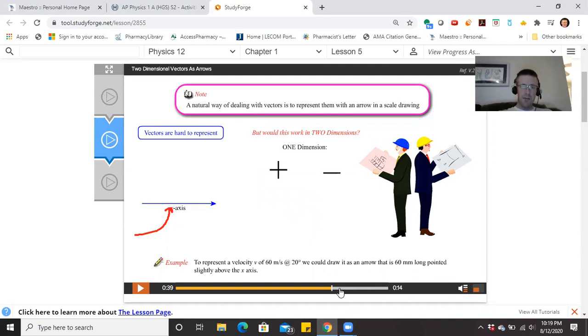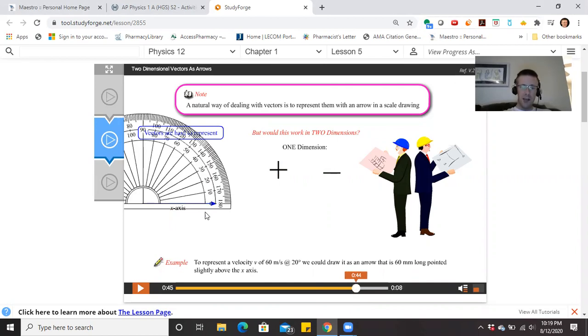So once you draw an x-axis, the reason why that's useful is because then using a protractor and lining up the x-axis with 0 degrees in your protractor, you can then measure angles and pencil them in, all with respect to that x-axis. So for example, this example problem at the bottom of the slide says, suppose we want to draw a vector that's 60 meters per second at 20 degrees.